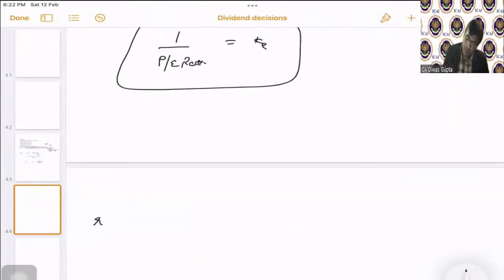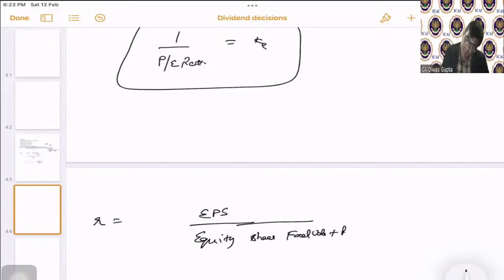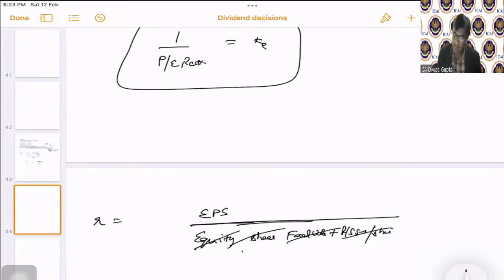Then second is, what is R? R is also actually EPS divided by equity share, we can say face value plus reserves and surplus per share, right? So what is the book value? So we can say that R is actually EPS divided by the book value per share, BVPS. That is also right. That is called R because this is internal.